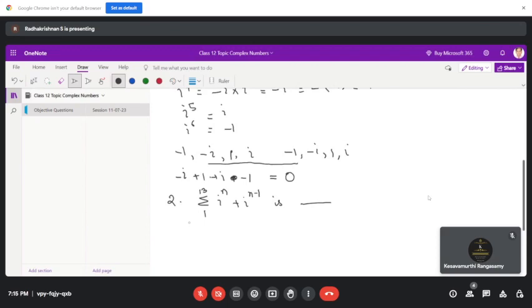Sir, 1, sir. You're getting 1? Okay, so let's verify it. So how did you do it? It's i power 1, right? Plus i square plus i cube up to i power n minus 1.